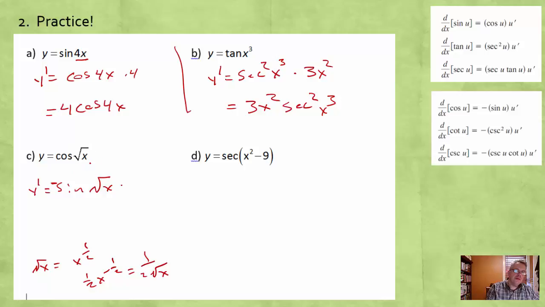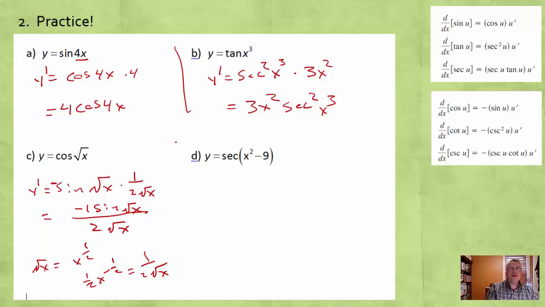So here, I had to do a little work on the side. I need the derivative of square root of x, and it's 1/2 square root of x. So if I put things together, I have minus 1 sine of square root of x. I guess I really don't need that 1. Over 2 square root of x.